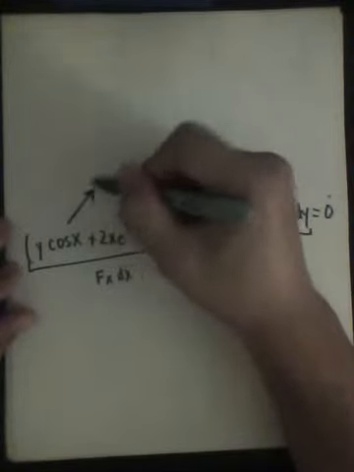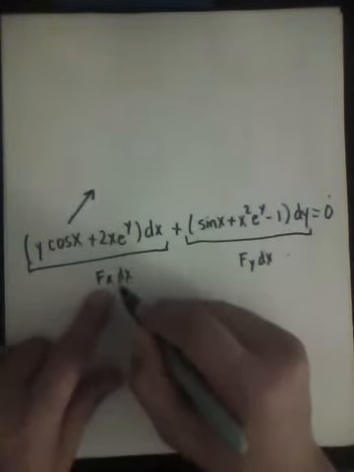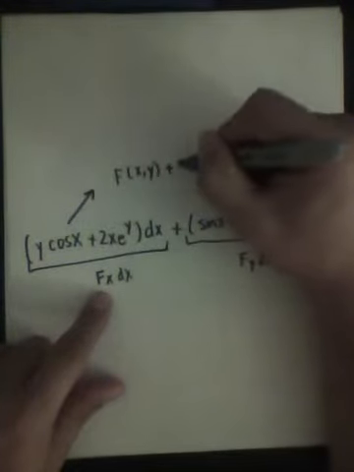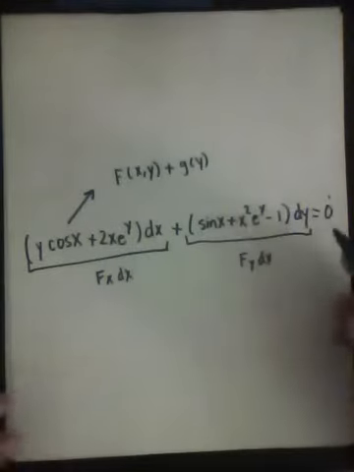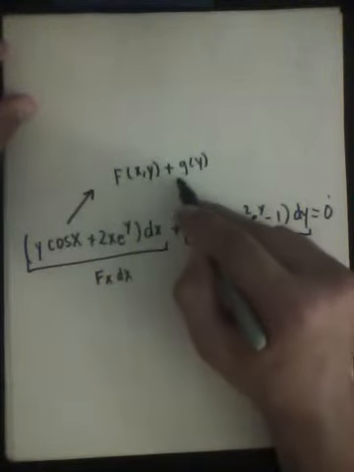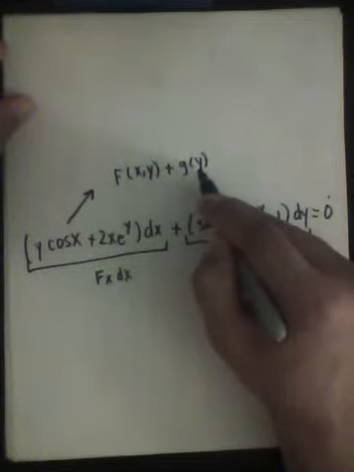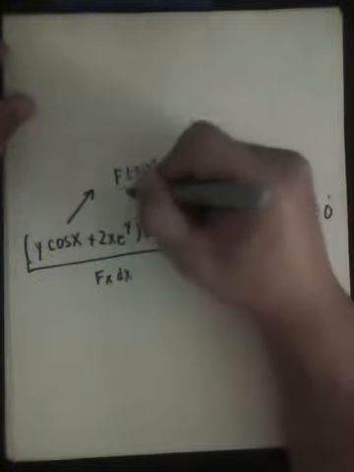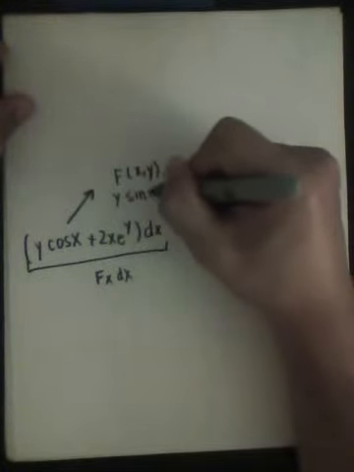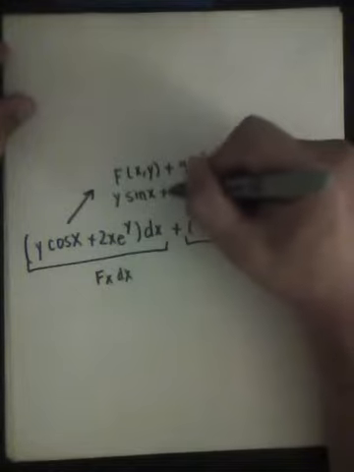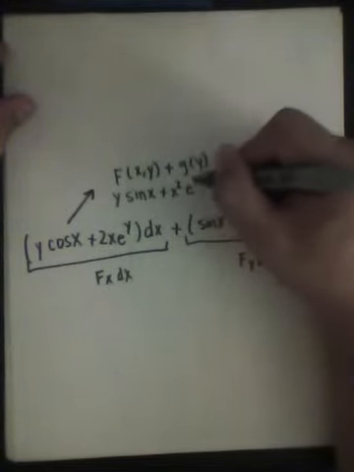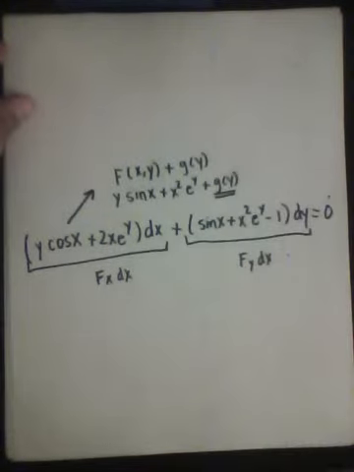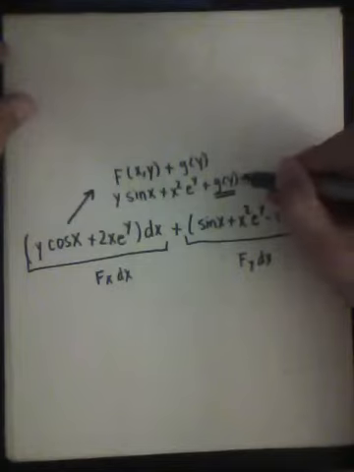Well, when we integrated this piece, because this was our derivative of f with respect to x, it gave us back our function with a function of y constant, and that function ended up being y sine x plus x squared e to the y plus g of y. But we need to figure out what g of y is. How do we do that?